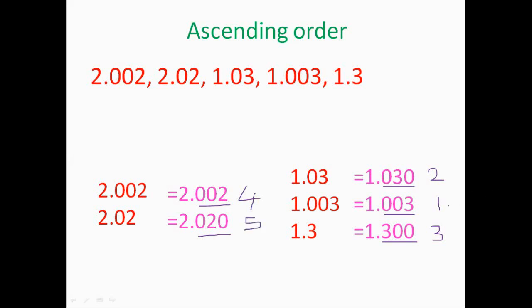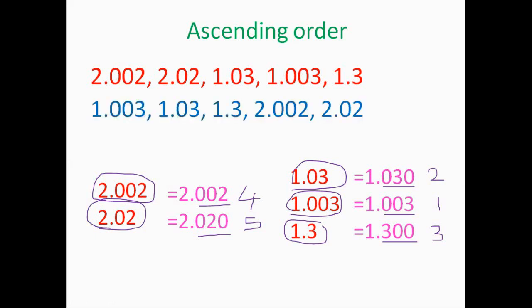Now you can see the first number is 1.003. Similarly, 1.03 is the second one. 1.3 will be the third one. 2.002 will be the fourth one, and 2.02 will be the fifth one. This is ascending order. The ascending order means the arrangement of numbers from small to big. So we have done it, now I will show it on the screen.